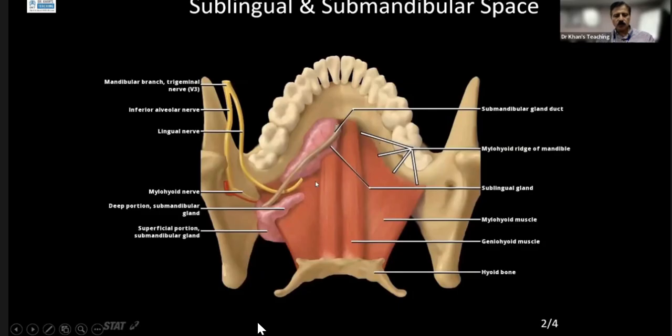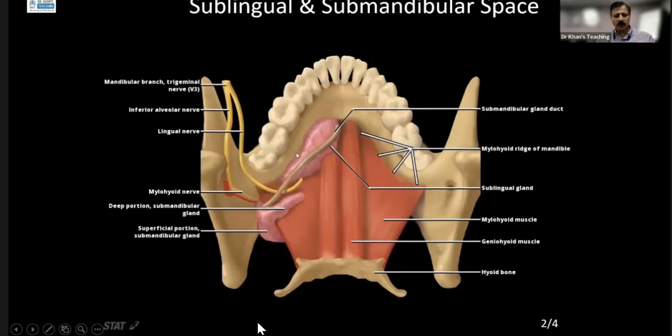Superior to that is the sublingual space. Inferior to that is the submandibular space. Key point to remember: most of the submandibular gland sits inferior to the mylohyoid, except for the deep portion. But the submandibular duct actually goes into the sublingual space. That is why the duct is seen here, and that is why we cannulate it at this part of the anatomy when we do a sialogram.